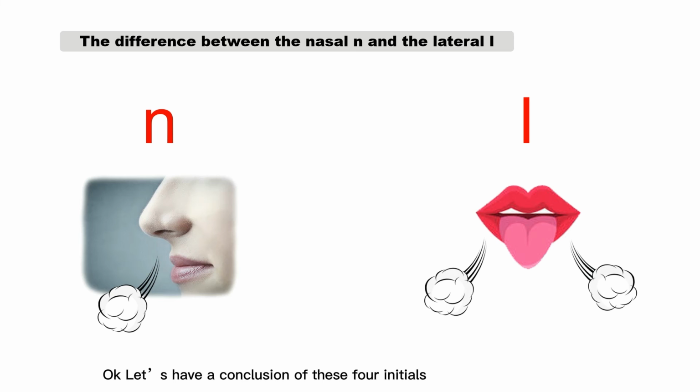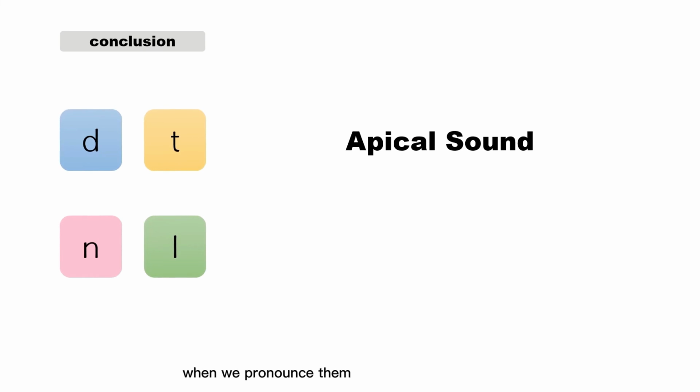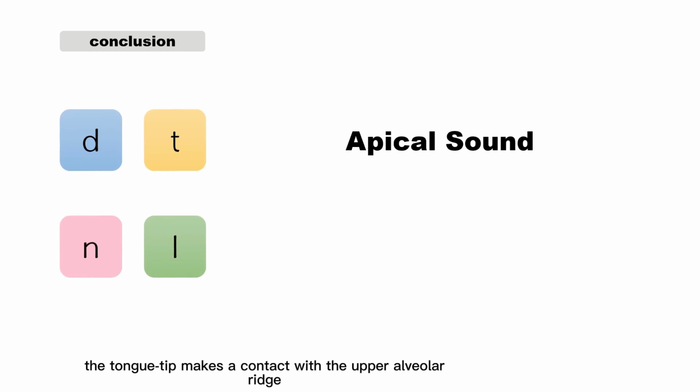Okay, let's have a conclusion of these four initials. D, T, N, L are apical sounds. When we pronounce them, the tongue tip makes a contact with the upper alveolar ridge. And when we pronounce N, the air escapes from the nasal cavity.